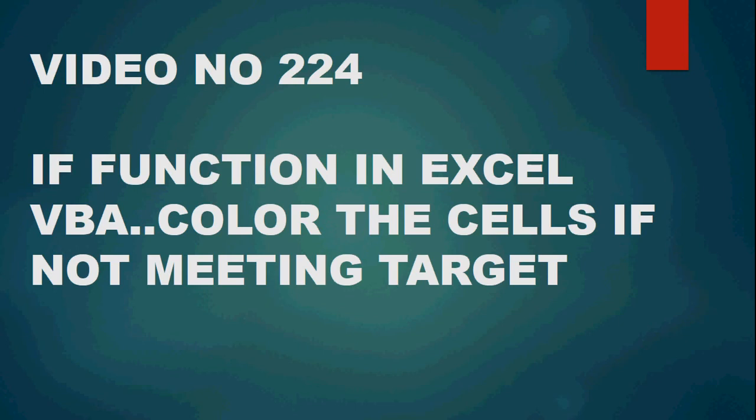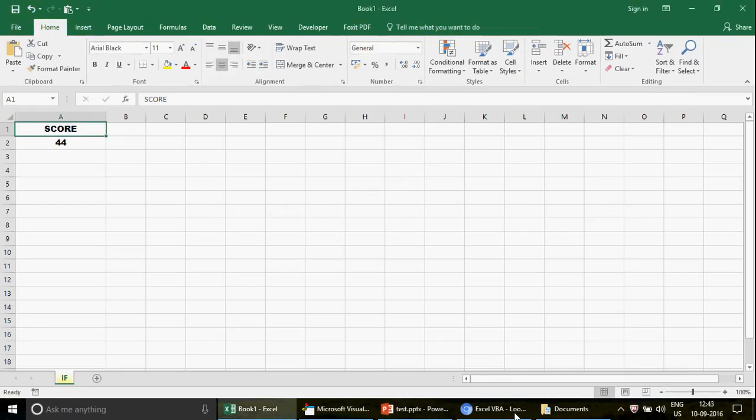We are going to upload one more video today, which is video number 224, and it is going to be on the if function, right? Today in this example we are going to see how to color the cells. Let's say if your value is lower than 50, then it should give it a different color, and if a value is greater than 50, then what should be the color? It's a basic example. We want to understand how we write the if function in VBA.